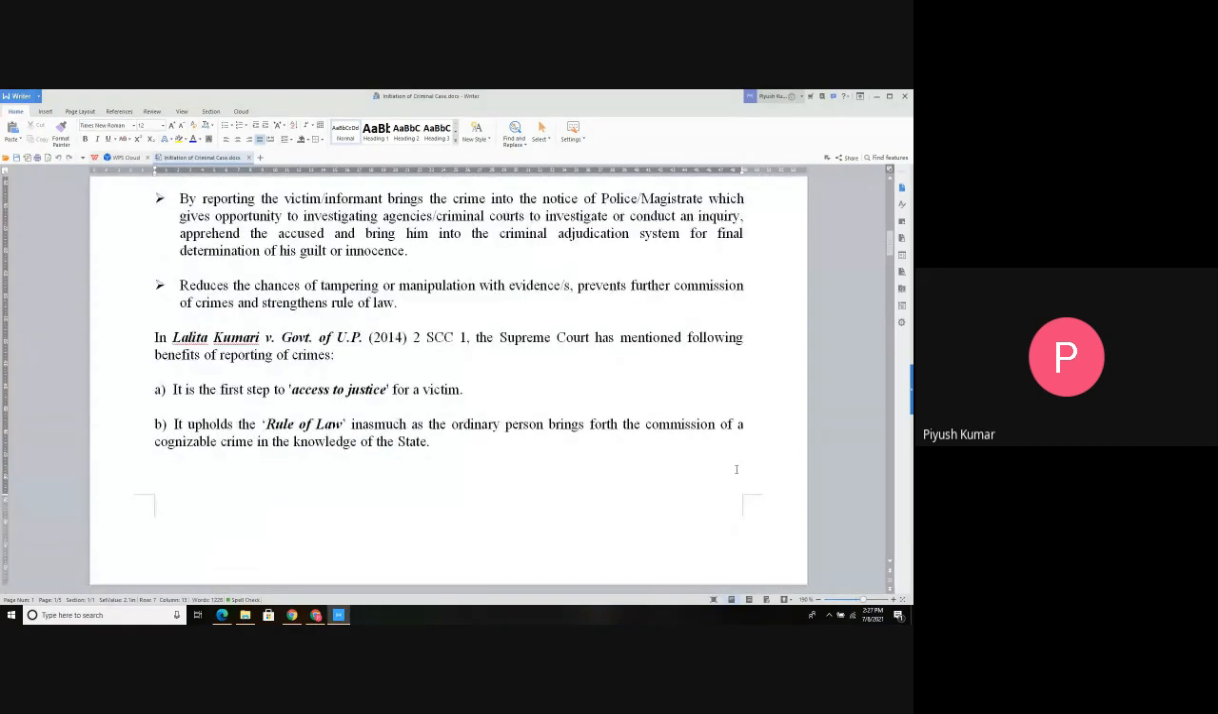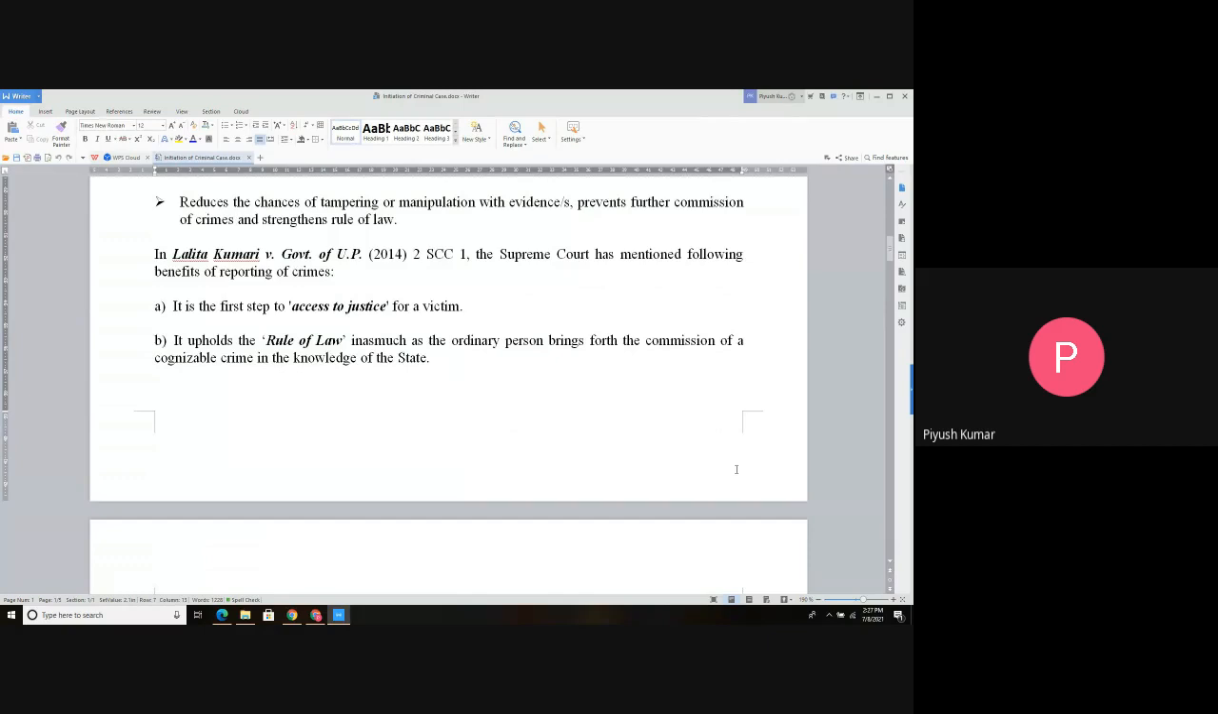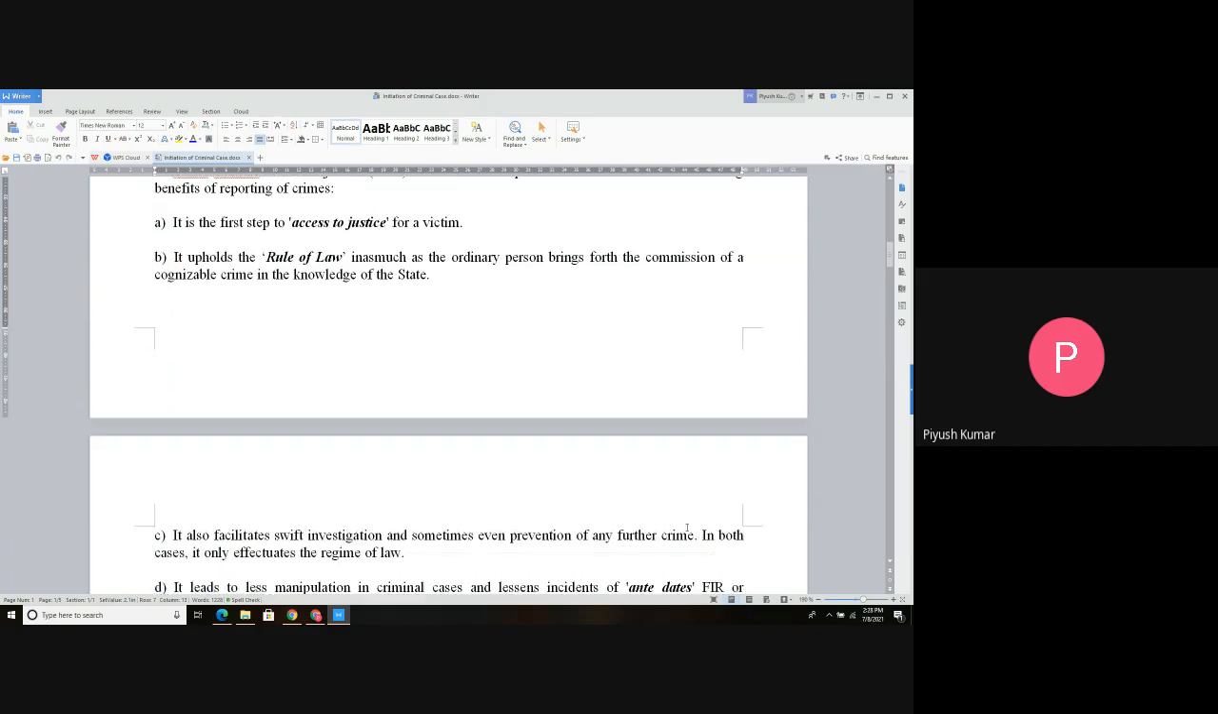Recently, the Supreme Court in the Lalita Kumari case has mentioned the benefits of reporting a crime. So Lalita Kumari is actually taking a theoretical or philosophical angle of reporting of crime to elaborate on its importance. So it is saying that it is the first step to access to justice for a victim. That is true. It upholds rule of law in as much as the ordinary person brings forth the commission of cognizable crime in the knowledge of the state.